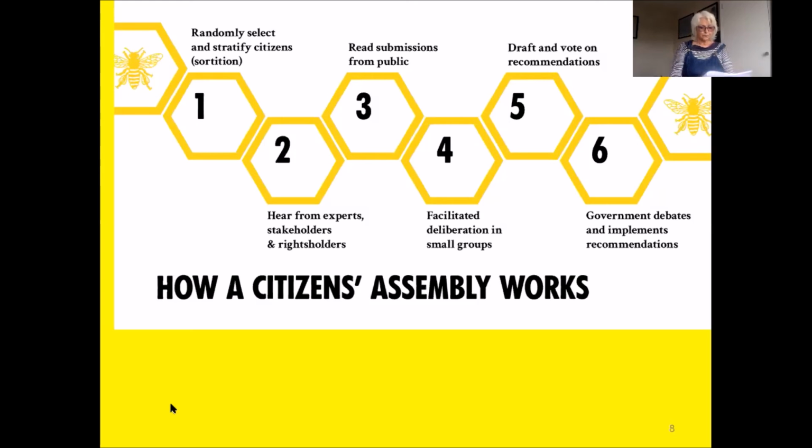And after that they take votes, as you saw in Oxford. They vote on different suggestions and outcomes. And then we move on to 6, which is the government debates and implements recommendations. Now, a report is due to go to Parliament from the National Citizens Assembly that's just finished, due to go to Parliament this July.